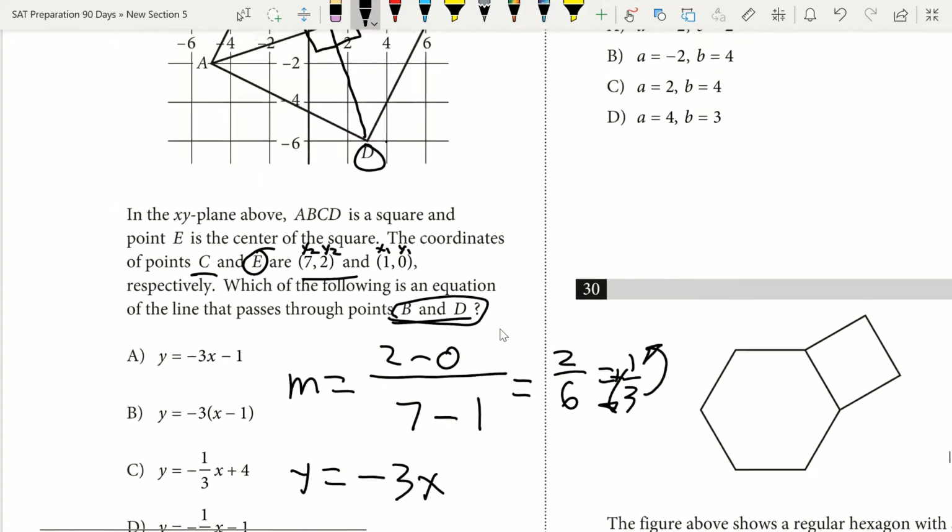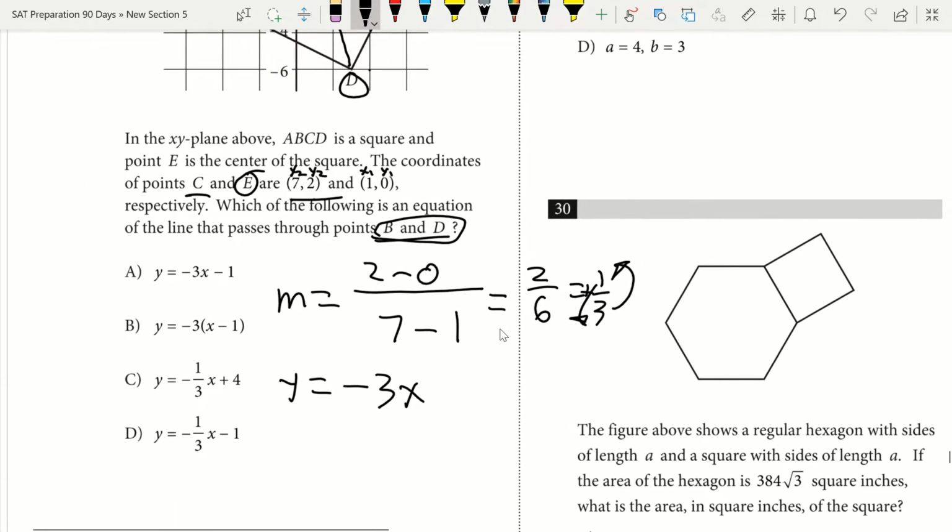The next thing that I have to check is my answer choices, to see if that gives me my correct answer right away. I see it gets rid of C and D, but we still have A versus B. They each have that negative 3x, so we're going to distribute that negative 3.